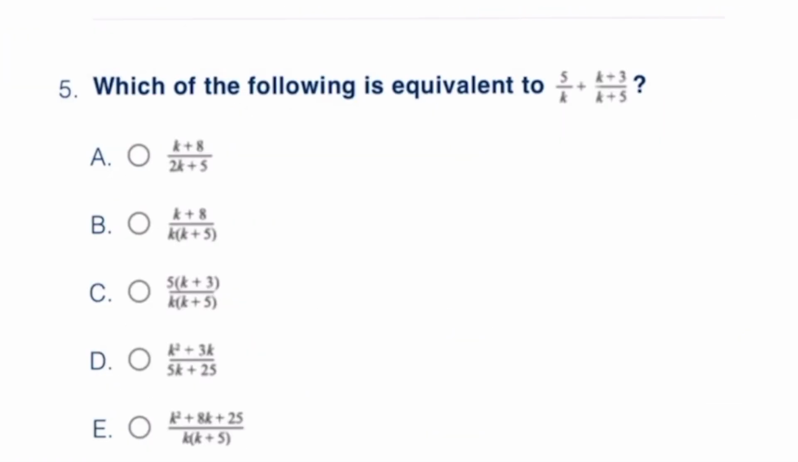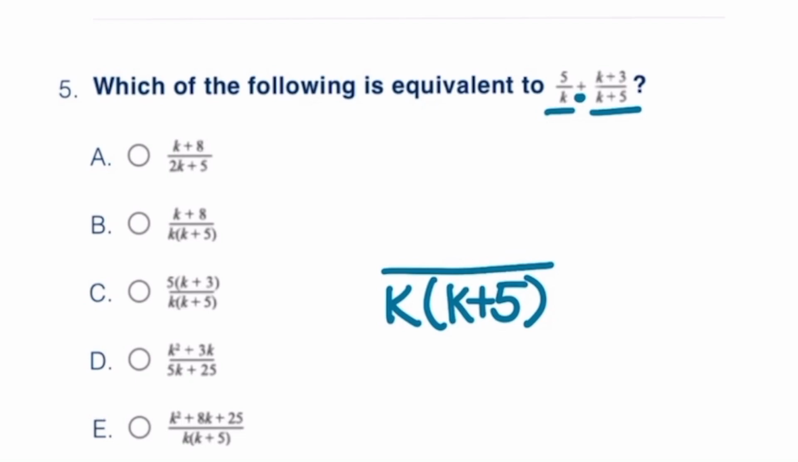Number 5 is a pretty tricky one because everybody's forgotten how to add fractions when they get to this point for some reason. But when you're adding fractions, you have to have a common denominator, which you can always find by multiplying those denominators together. So I'm going to use a common denominator of k times k plus 5. From here, we have to create our equivalent fractions.